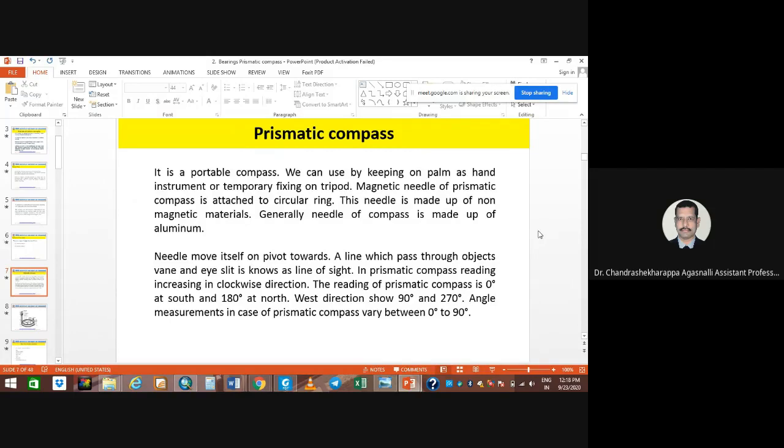The magnetic needle of the prismatic compass is attached to a circular ring that is inbuilt, and the parts inside the prismatic compass are made of non-magnetic materials, generally aluminum. The readings of the compass are 0 degree, 90, 180, 270 degrees, and that may be the variation.